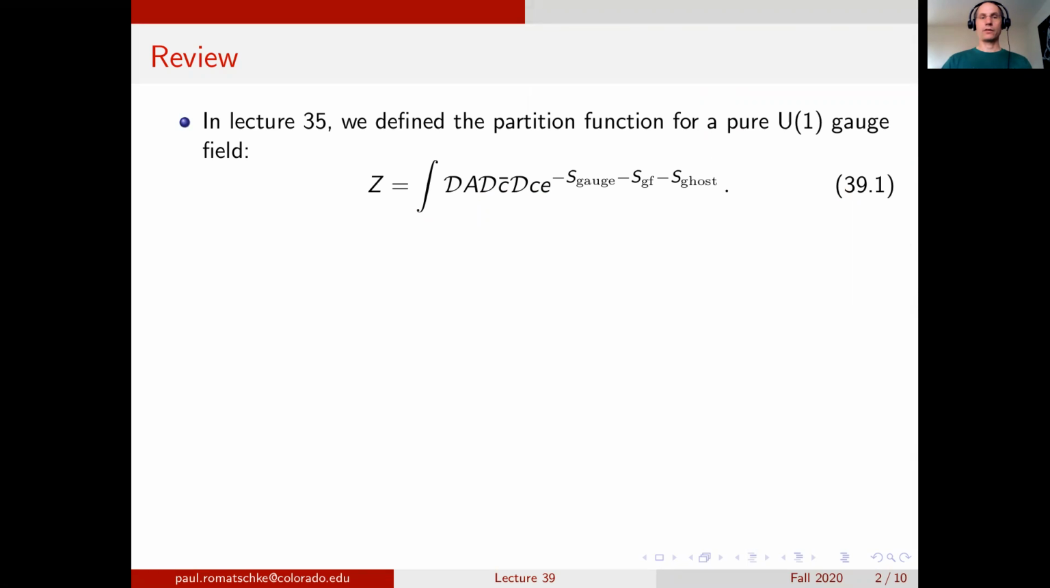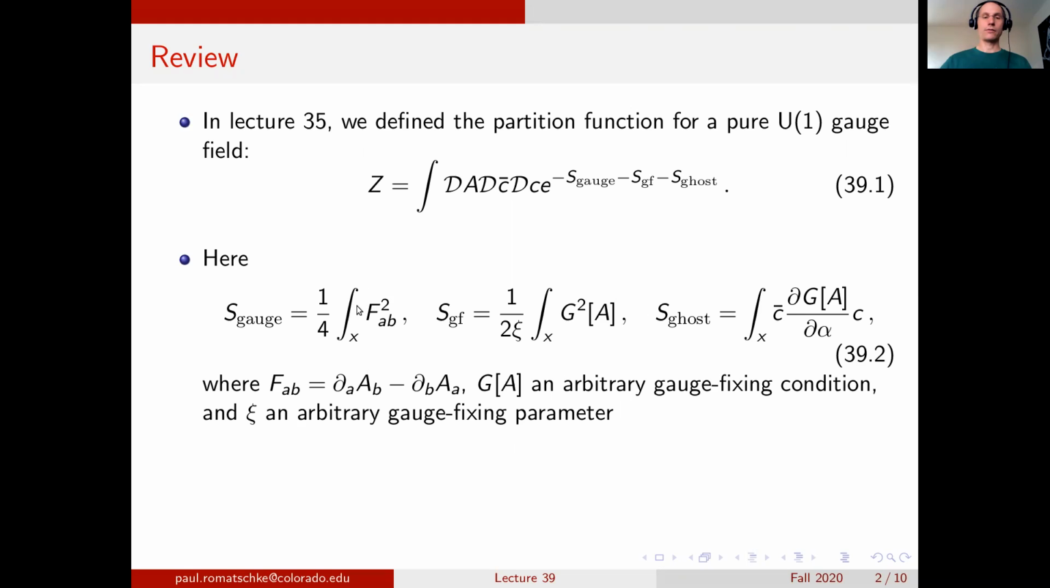In lecture 35, we defined the partition function for a pure U1 gauge field as the path integral over the gauge field A and the ghosts C bar C of the exponential of minus the sum of all the individual parts of the action. Here, the gauge part was just the field strength tensor F_AB squared. The gauge fixing part was the gauge fixing condition squared and the gauge fixing parameter psi, which is arbitrary. And the ghost action was the action that was giving us the determinant of the gauge fixing condition.